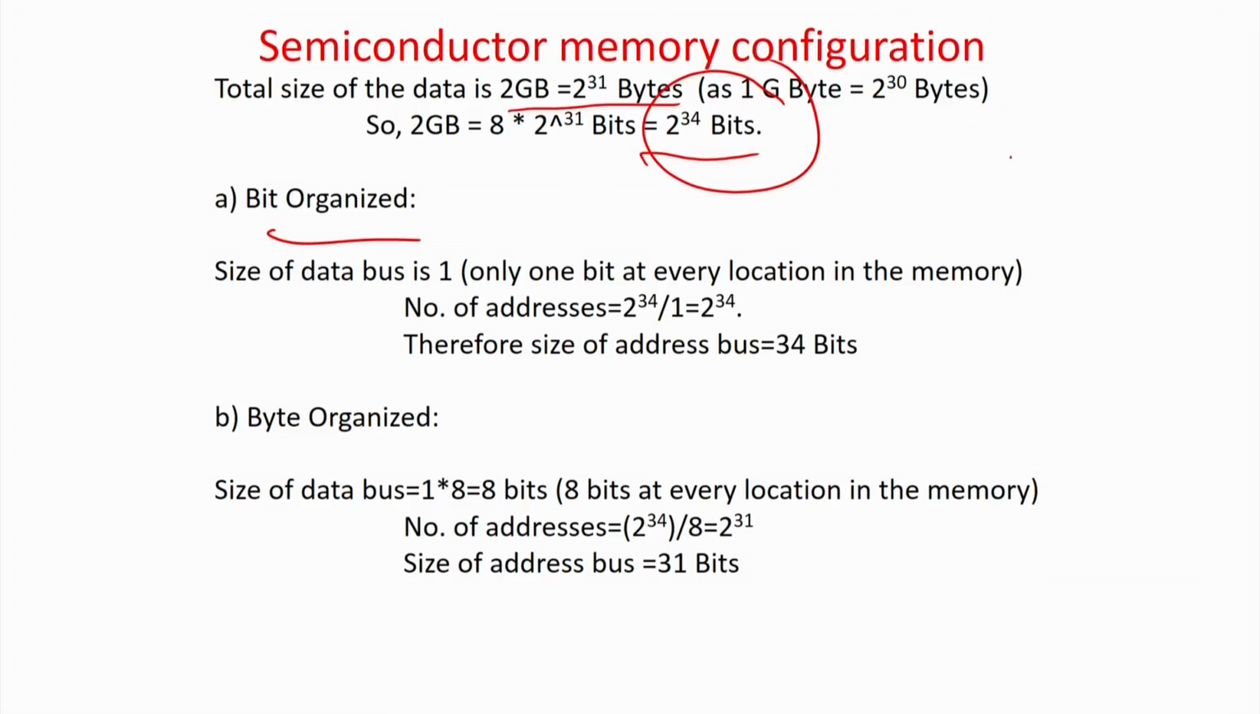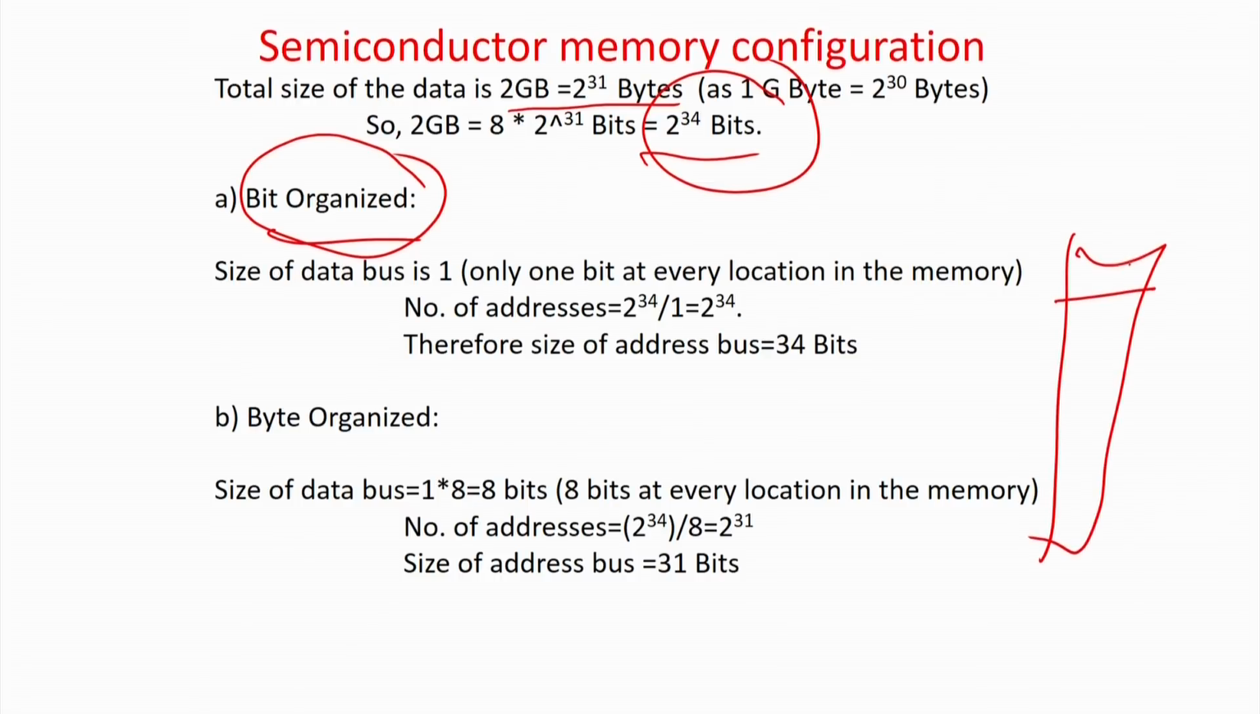But I do not know what the length is and what the width is. So, in this case it is said to be bit organized. Bit organized means there is only one bit at a time. So, in this case obviously the whole length is 2 to the power 34, that is, 2 to the power 34 memory locations will be there, because only one bit at a time. Very impractical kind of memory, only the idea is given to you.